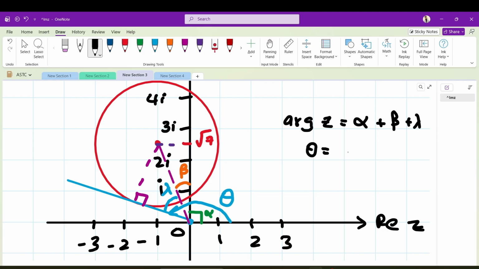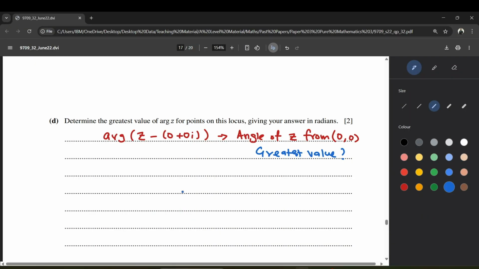So that means that our theta, we already know, this is pi upon 2. We need to find what beta is, and we need to find what lambda is. Okay, and once we know that, that is what our total angle is going to be. All right, so let's work that out quickly.